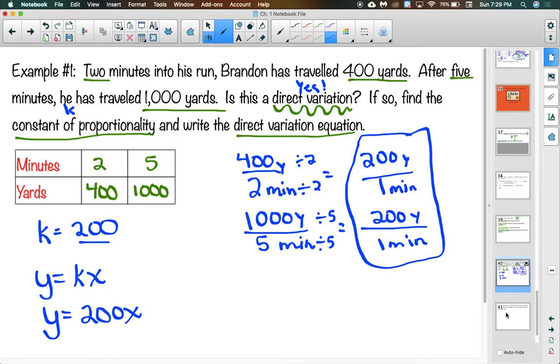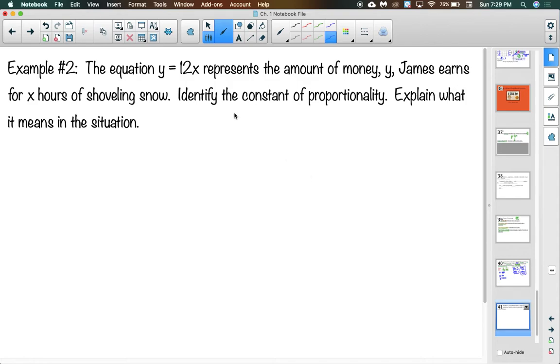I do want to show you another example. I want to show you an example where they start us off with an equation this time. The equation is y equals 12x. So y equals 12x represents the amount of money, y, James earns for x hours of shoveling snow. Identify the constant of proportionality.